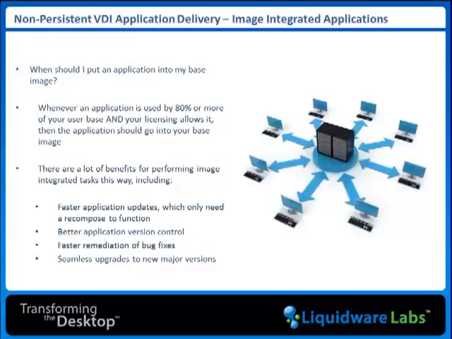And there's a lot of really nice benefits to this, such as we can get faster application updates but only need to recompose the image. So anytime we update the master image, we recompose, all the users get it, and we've just updated possibly thousands of machines with as little as a reboot. So all those resources that used to go towards updating an application inside of the live persistent VDI is now gone. As a result, we have better application version control. We can remediate bug fixes faster, and we can seamlessly upgrade to major new versions without having to worry about an update crash or being held responsible for an update storm or seeing your machines offline for a large period of time while we're updating these applications.